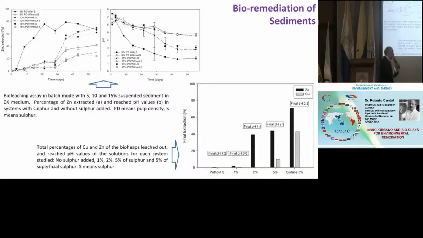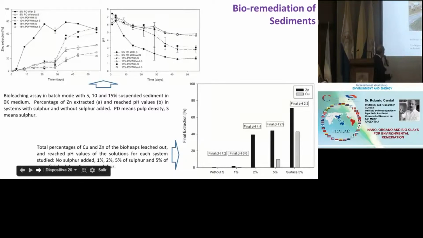So this allowed the oxidant to enter into contact with the sulfur and release electrons, and it recovered up to 60-70% of the zinc originally present in that sediment. These are the sediments I showed you in the charts. Remember that they had 1 gram of zinc per kilo of sediment?